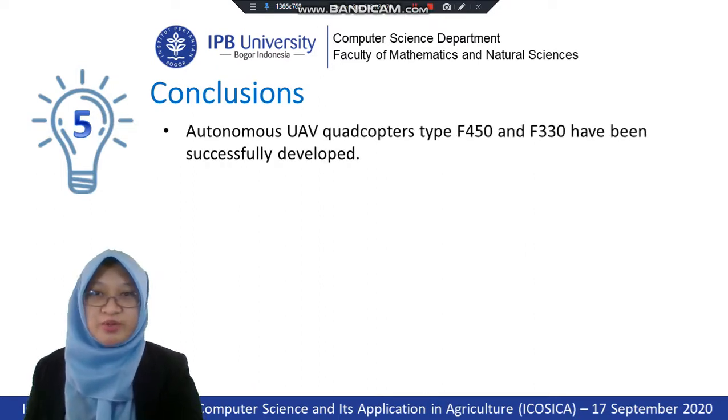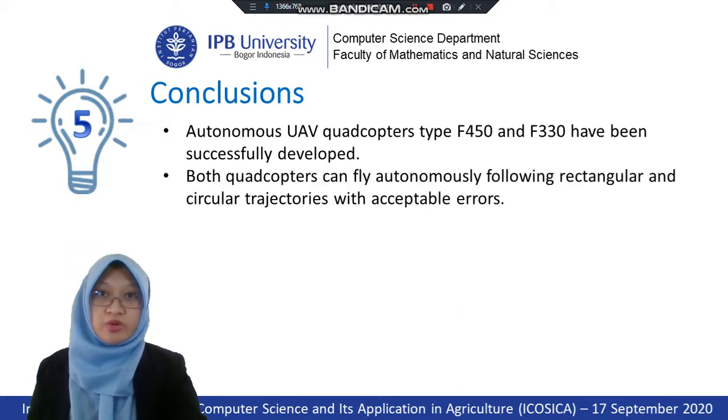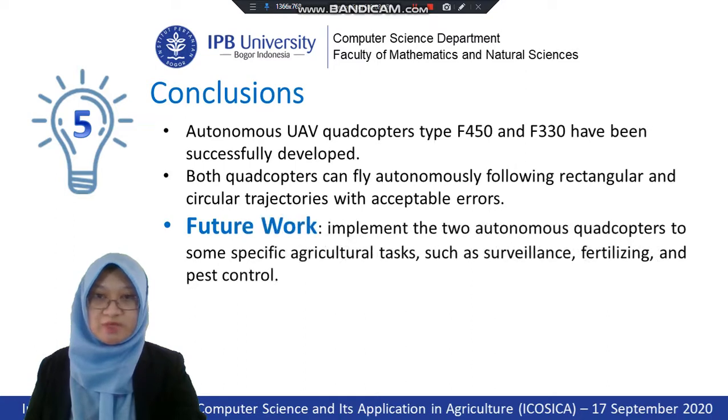Okay, as a conclusion, we have successfully developed 2 autonomous UAV quadcopters of type F450 and F330, and both quadcopters can fly autonomously by following rectangular and circular trajectories with acceptable errors.